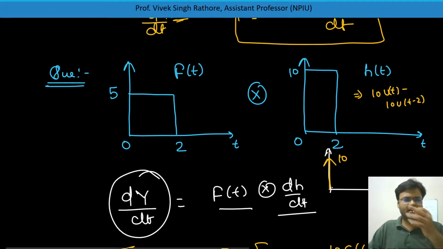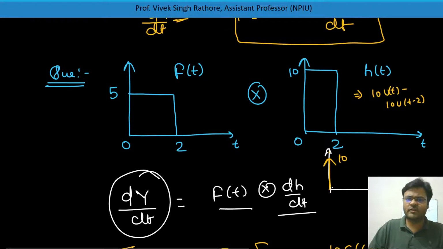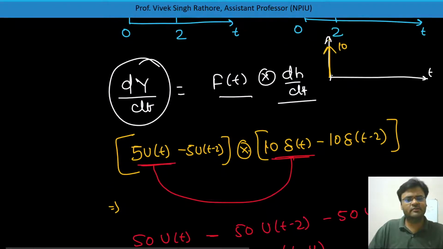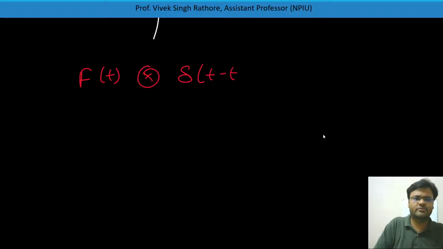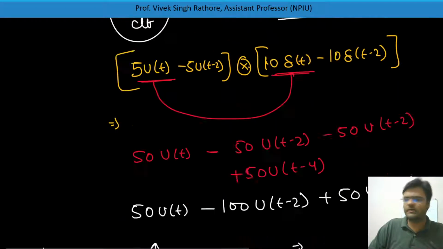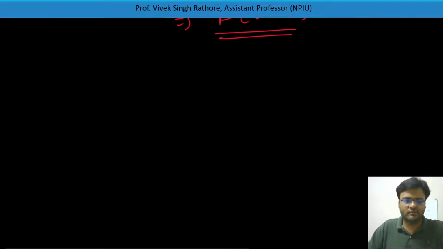Convolution of two signals is there. What I have done is just dy by dt is equal to f(t) convolved with dh by dt. Just one signal you can convert to an impulse, and if one is converted to an impulse, then you just do multiplication. I told you that any signal f(t), if it is convolved with delta(t minus t naught), will definitely give f(t minus t naught). Simple, no problem at all. So this property can be used here. I think now you can understand this very easily.